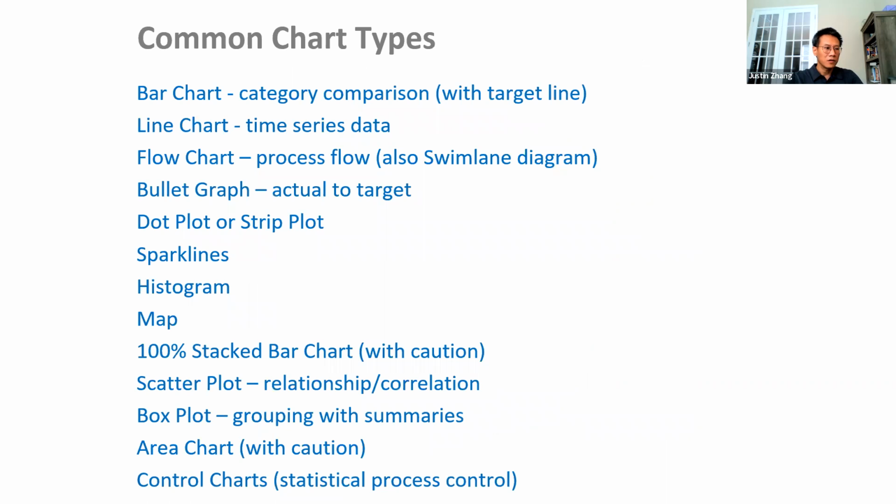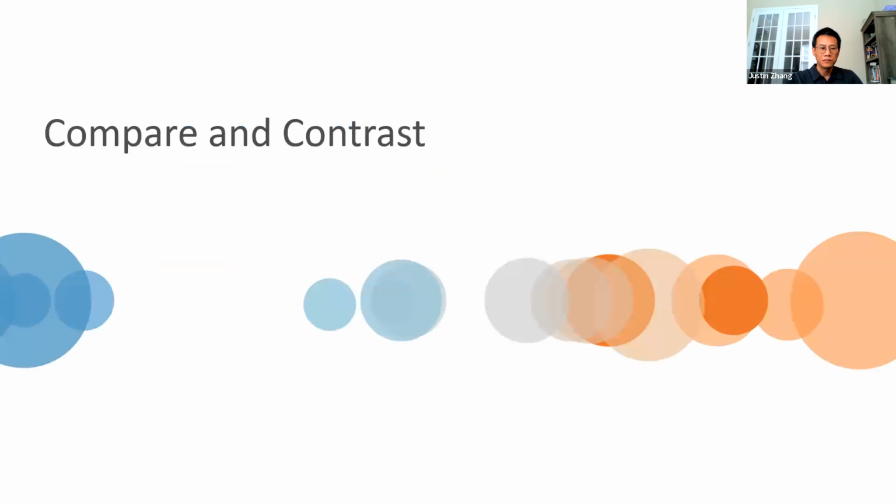So here's a list of the common chart types. We have already covered many of these. So let's look at the few that we haven't mentioned and we might find useful in data visualization. We're also going to compare and contrast some of these examples for these specific chart types.